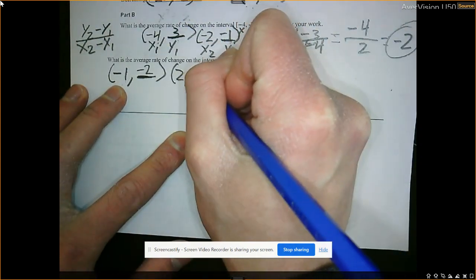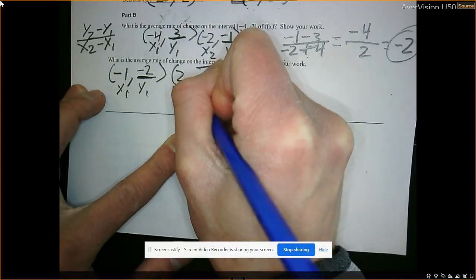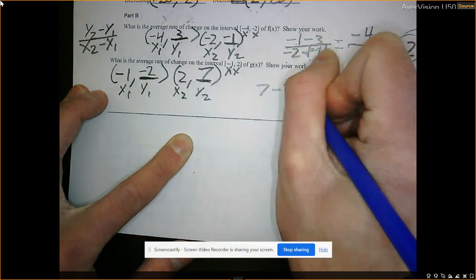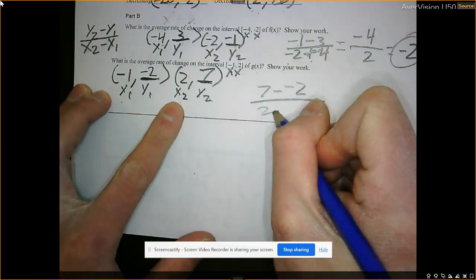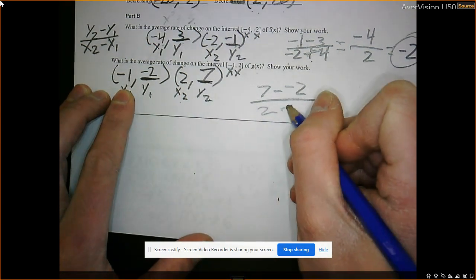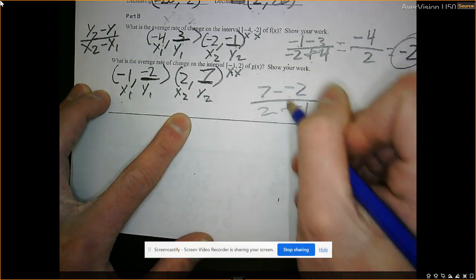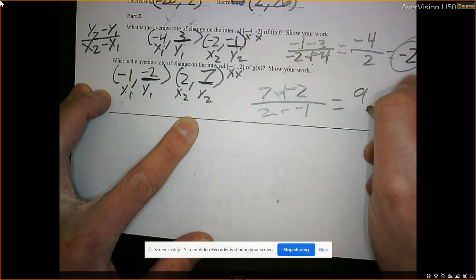y2 minus y1, well, I'm going to call this x1, y1. I'll call this x2, y2. y2 minus y1, so that's 7 minus a negative 2 over x2 minus x1, that's 2 minus a negative 1. Okay, well, what does this equal? Again, we're subtracting a negative. So 7 minus a negative 2 is like saying 7 plus 2, that is 9.